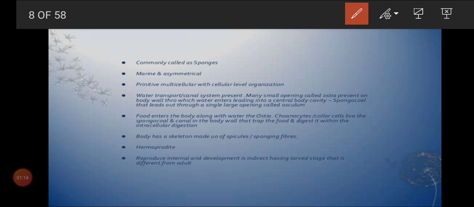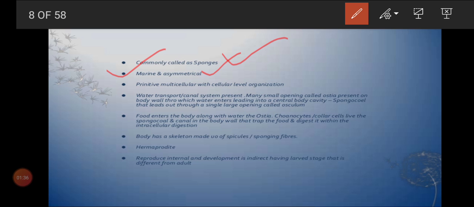So you write: it is commonly called sponges. So with Porifera, you want to remember that a common example is sponges. And where can we see these Porifera animals? We can see them in marine habitats, and they have an asymmetrical body, which we have learned under symmetry.